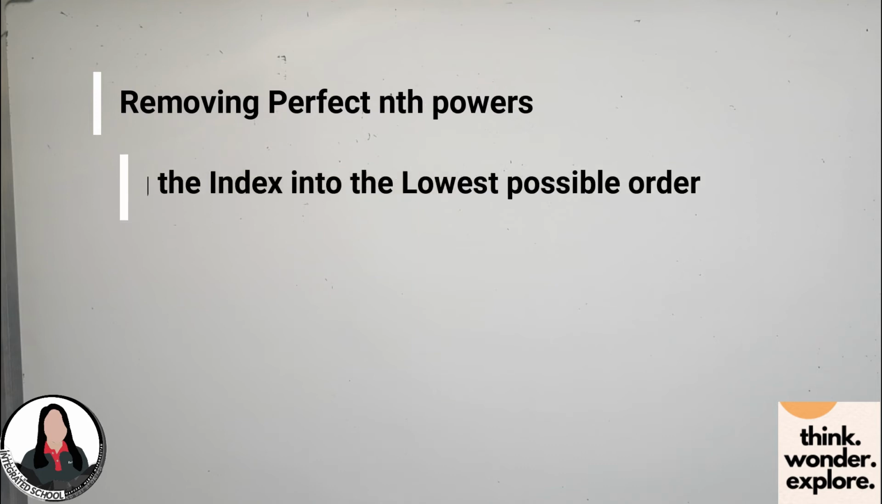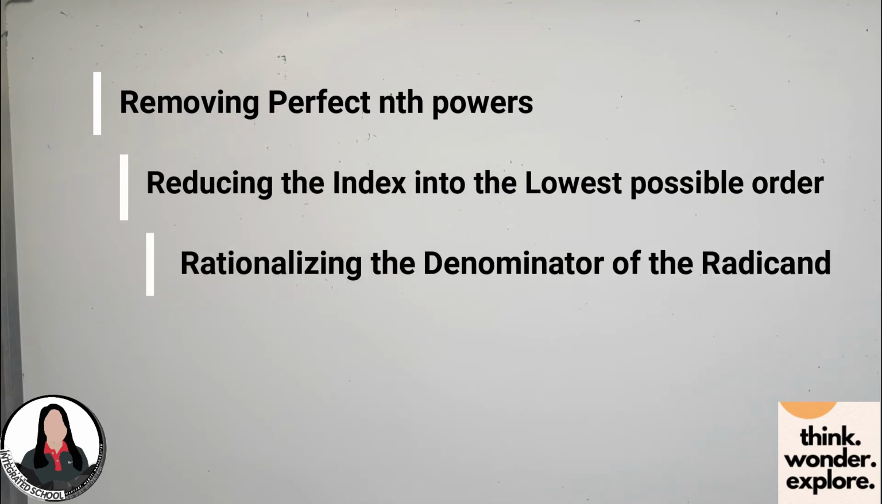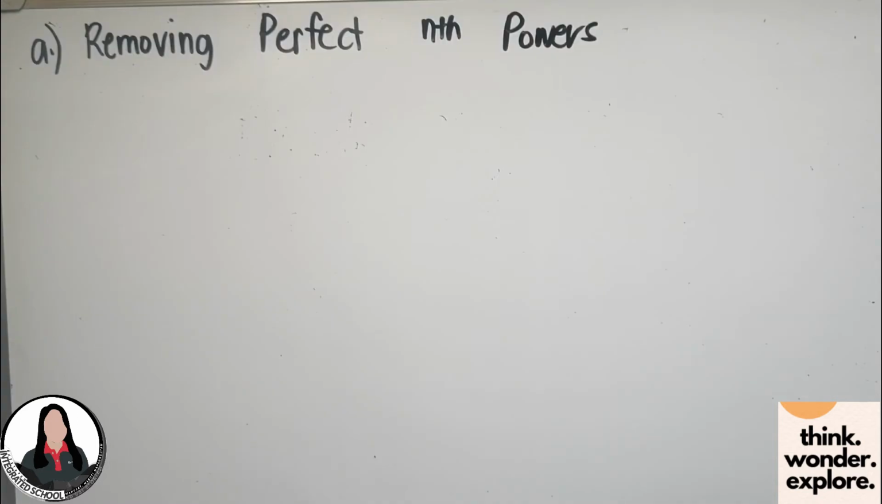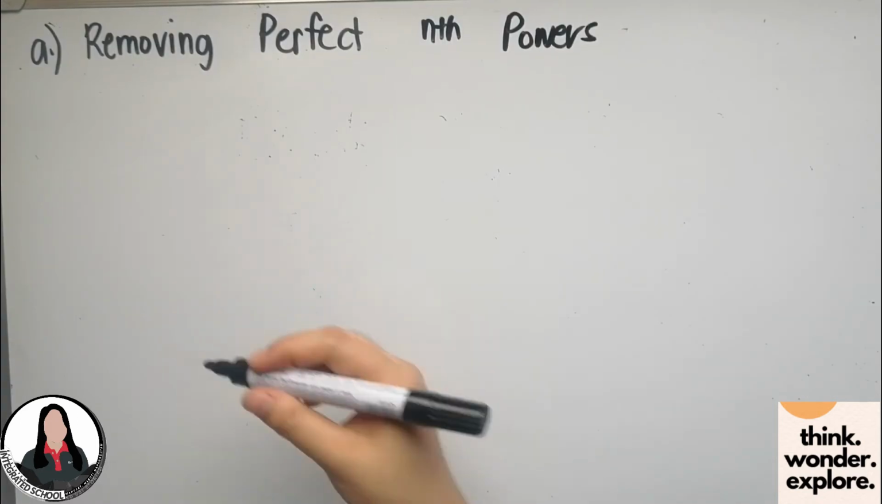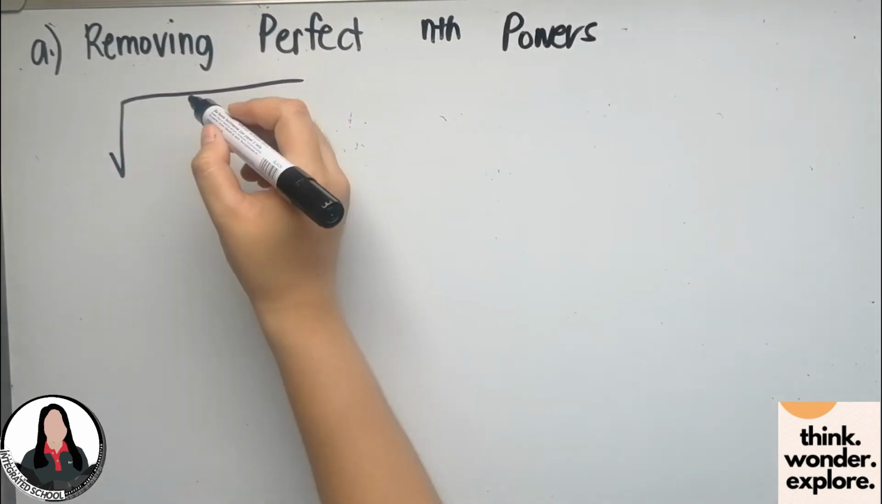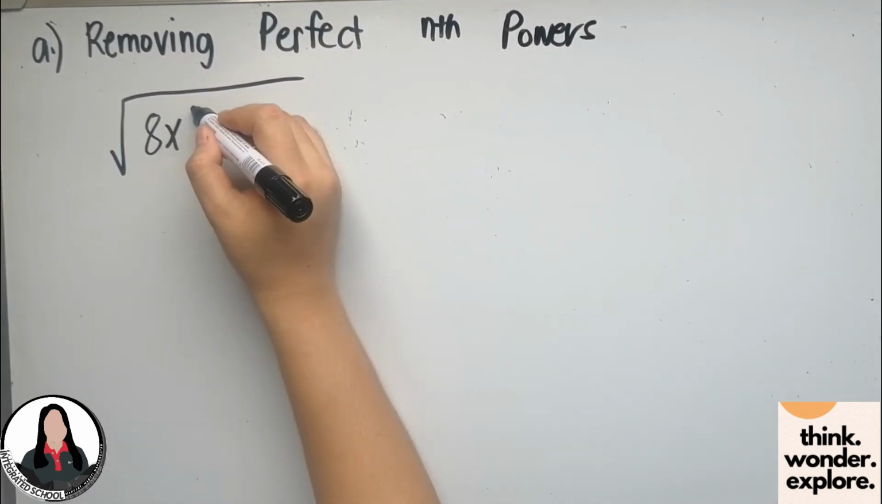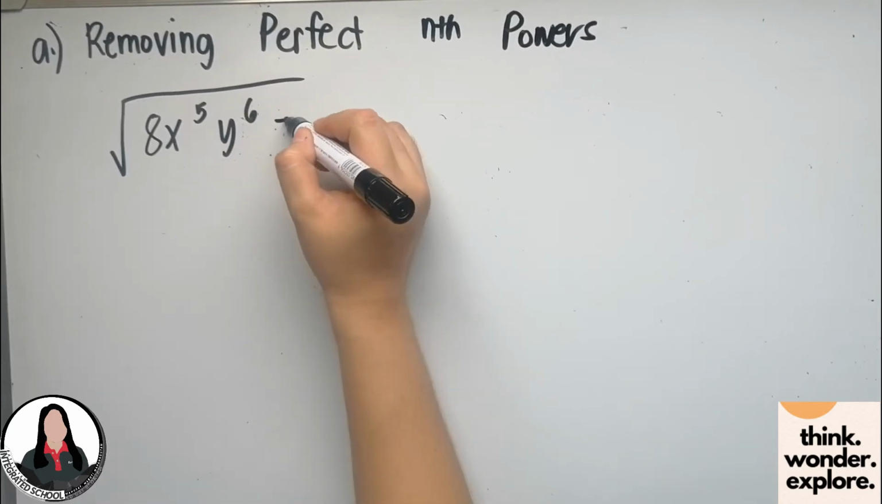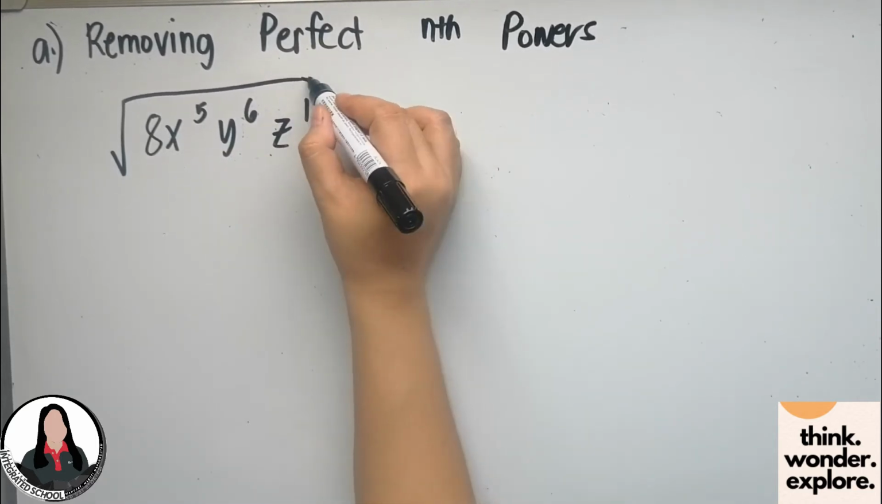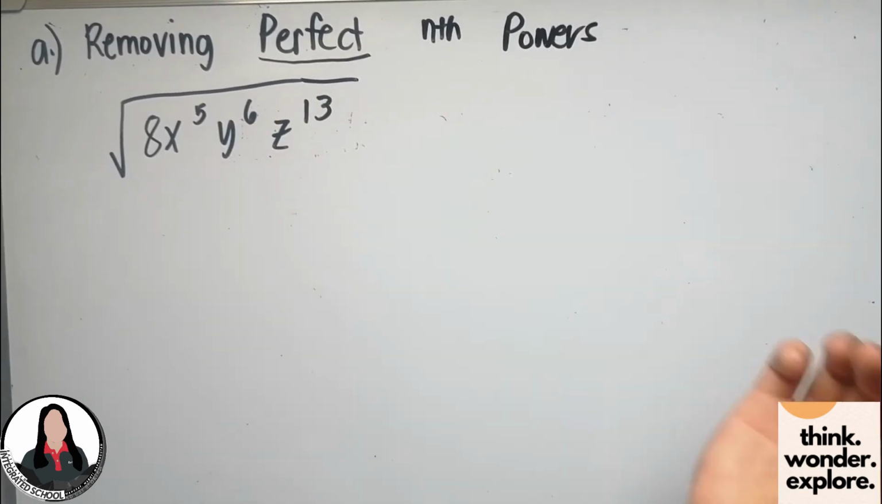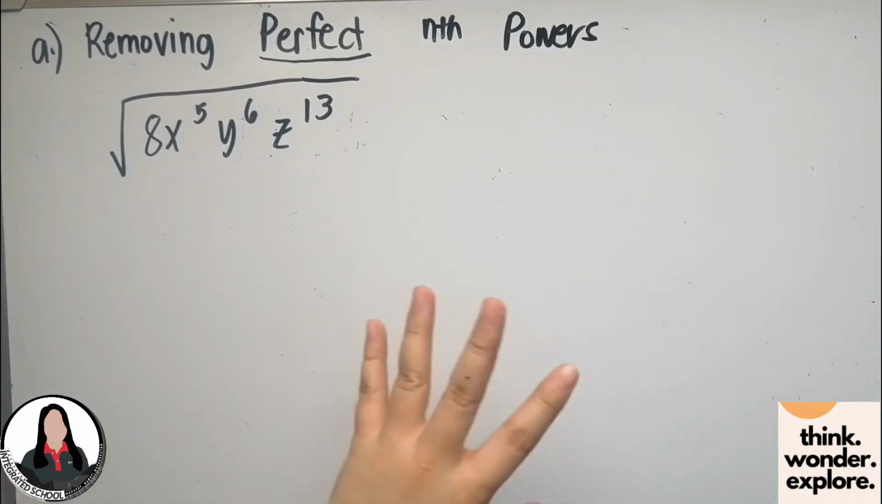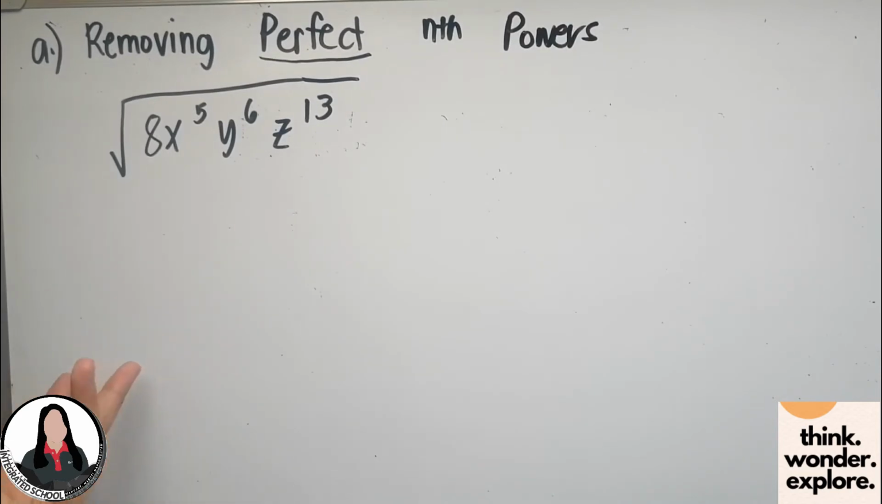Now, let's proceed with simplifying radical expressions. We have actually 3 ways of simplifying radical expressions. We have removing perfect nth powers, reducing the index into the lowest possible order, and rationalizing the denominator of the radicand. So, for removing perfect nth powers, gagamit tayo ng example para mas mabilis natin siyang maintindihan. Square root of 8x raised to 5y raised to 6 z raised to 13. Okay? So, kaya sinabi nating perfect ay dahil kapag kinuha natin yung perfect nth powers, ang matitira na lang ay radicand. Okay?